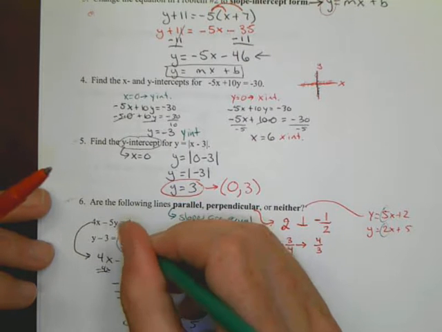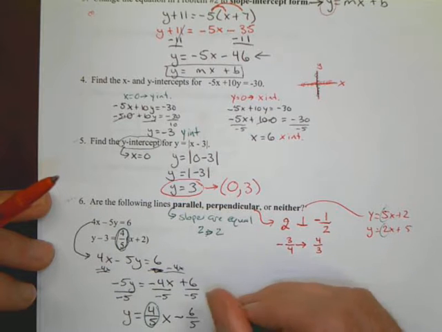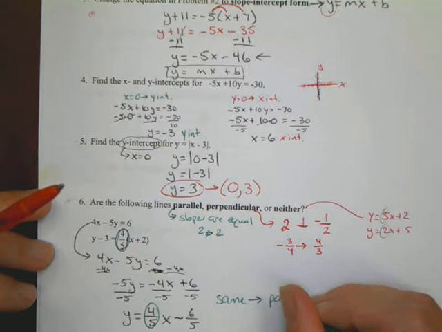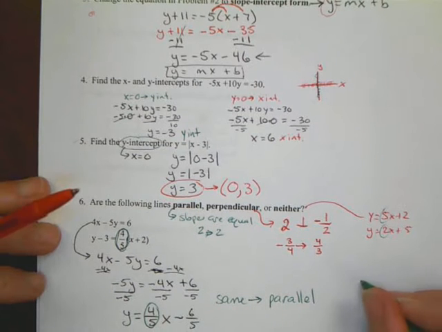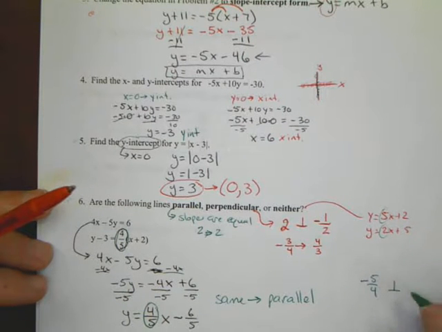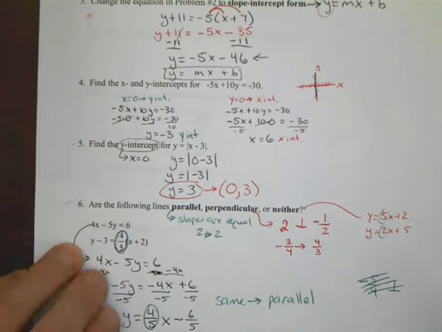This slope is 4/5 for that one, and this slope is 4/5. So because they are the same, I know they are going to be parallel lines. If my answer had happened to be negative 5 over 4, we would then say they're perpendicular because I flipped it and it's the opposite. But that's not what it says, so don't say that that's right. All right, let's go to the next page.